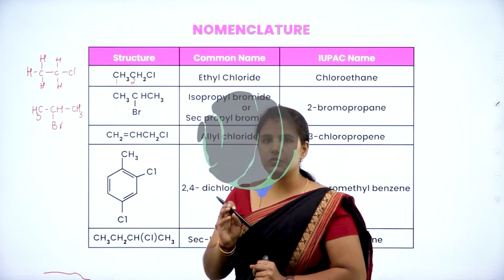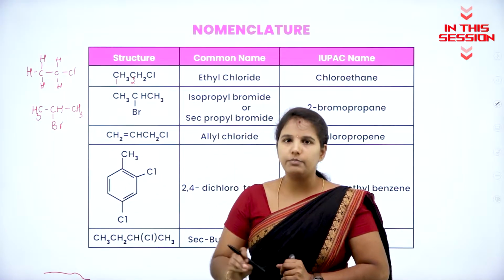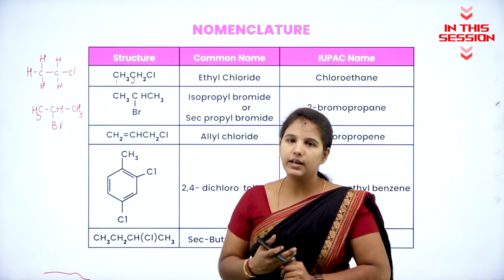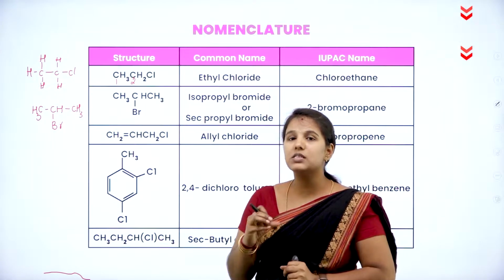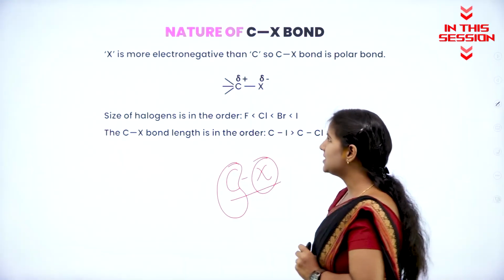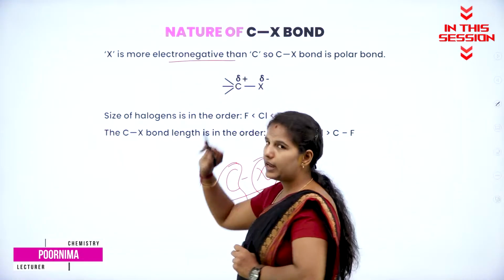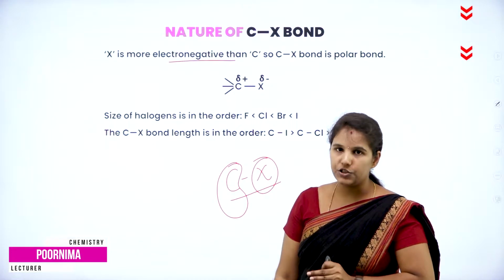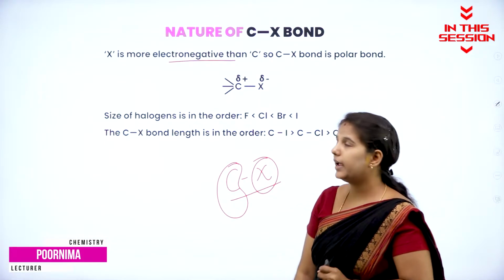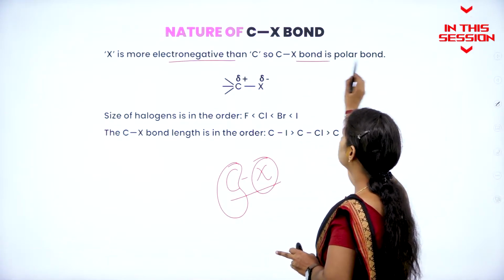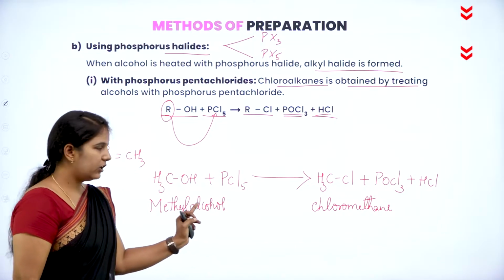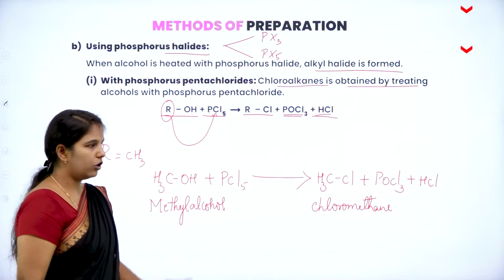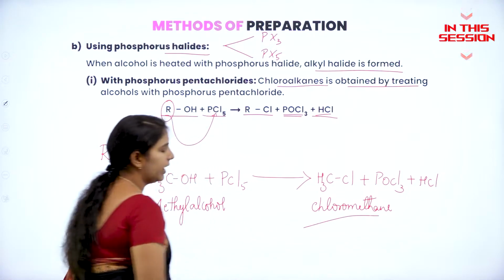If substituent groups have been attached to the carbon chain, they have to be named first, right? And we have to see to which carbon atom the substituent groups will be attached. In this, halogens are usually electronegative in nature. Since it is electronegative, it forms what? Polar bond. Even though you are using phosphorus pentachloride with the alcohol, we got what? Alkyl chloride.